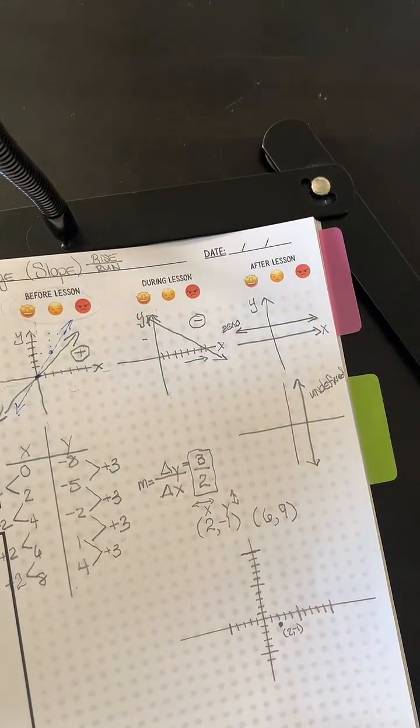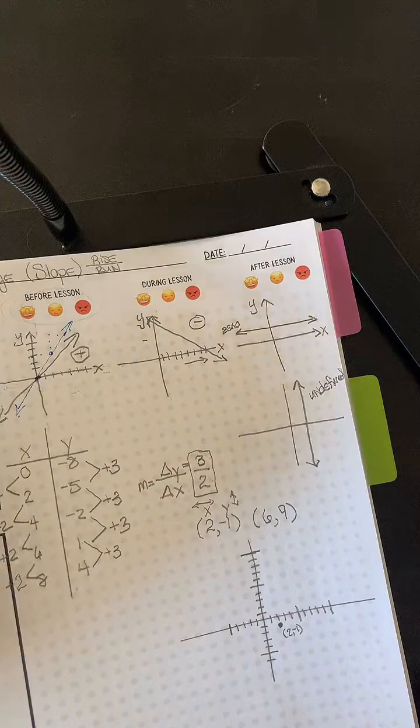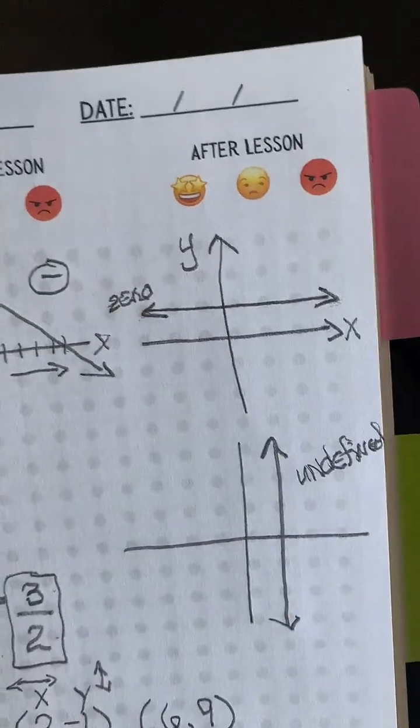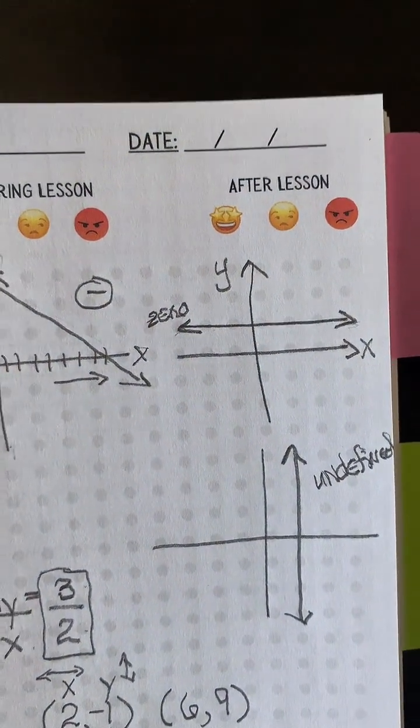Let's see if I can make it a little bit bigger. Definitely not. All right, so let's see if I can zoom in a little bit. If this is not too intense, probably.